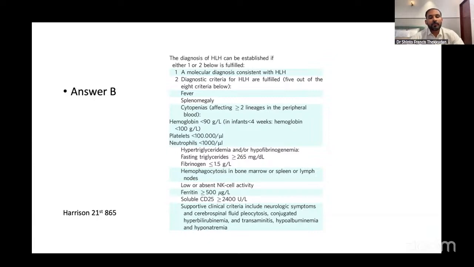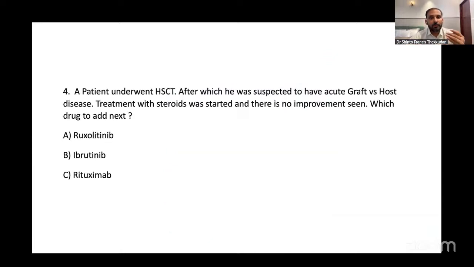Okay, so whenever you get an HLH, you score it with the H score, where various parameters are taken into consideration, and if it is a higher probability, you get a higher percentage, a higher score in the H score. Moving on to the fourth question.